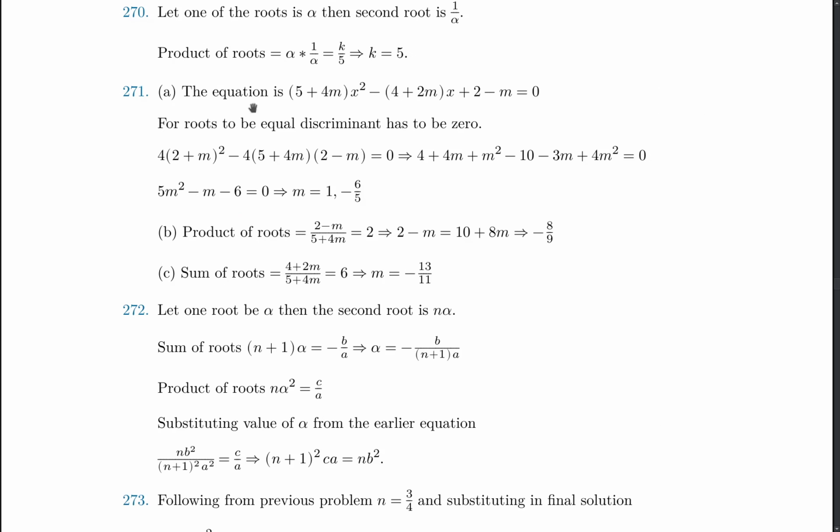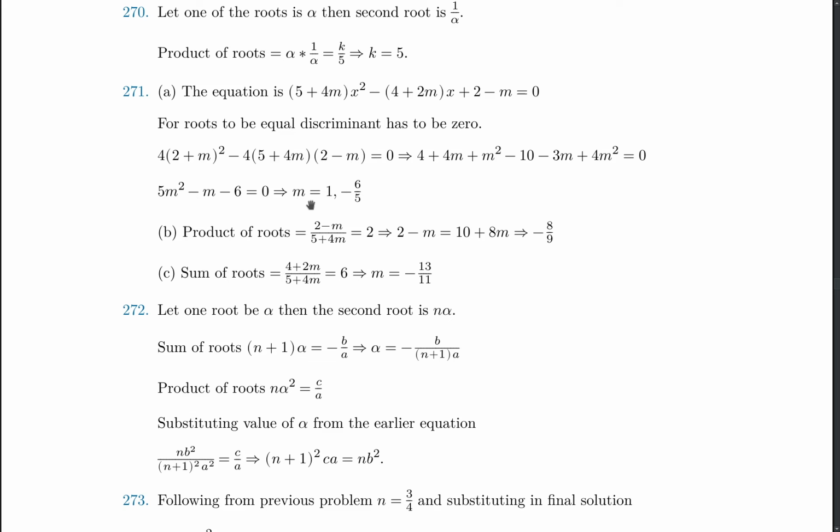First we rewrite the equation as (5 + 4m)x² - (4 + 2m)x + (2 - m) = 0. For the roots to be equal, the discriminant has to be 0. So the discriminant is 4(2 + m)² - 4(5 + 4m)(2 - m), which eventually becomes 5m² - m - 6 = 0. And it gives us m = 1 and m = -6/5 as the roots.